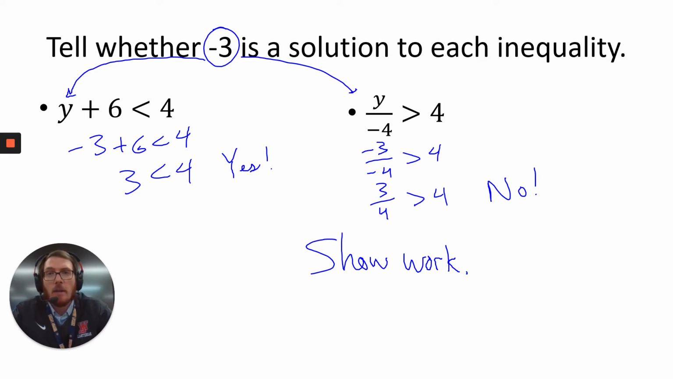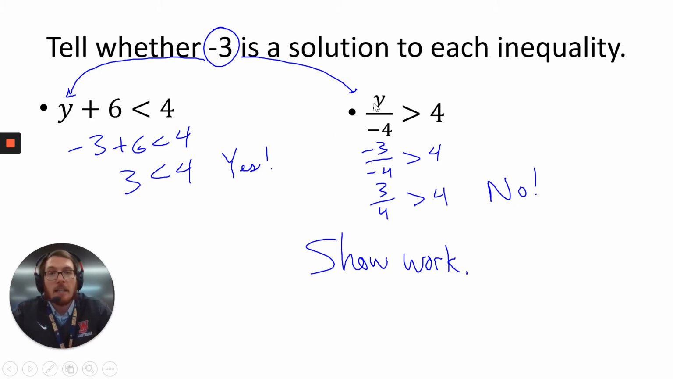So when it says to tell whether negative 3 is a solution, what I would like you to do, and this would be the same on your homework, is you take the negative 3 and substitute it in for the y value. So notice here, it's originally y plus 6 less than 4. I take negative 3, plug it in for y. I'm going to show that. Negative 3 plus 6 less than 4. I'm going to combine like terms on the left side, and I get 3 less than 4. And then you ask yourself, is that true? Is 3 less than 4? And the answer is yes, so it is a solution to the inequality.